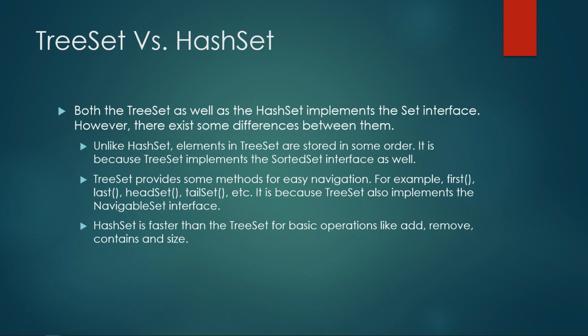Hash set is faster than tree set for basic operations like add, remove, contains, and size. Especially for add, because hash set would just take the hash code and store the element in the set, whereas the tree set will have to sort all the elements inside the tree set before it can add any elements. So like that, there exist some performance differences.